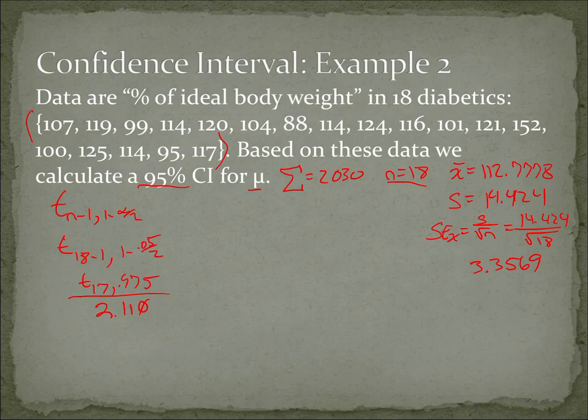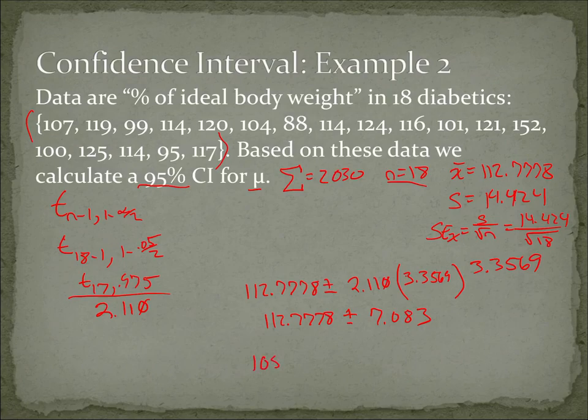So now we just plug everything into our equation, where we have our x bar, 112.7778, plus or minus our t-value, 2.110, multiplied by the standard error of x, which is 3.3569. Multiply this out, you're going to get 7.083, plus or minus our x bar.